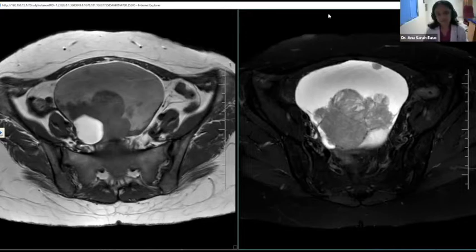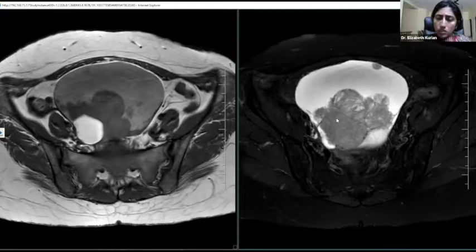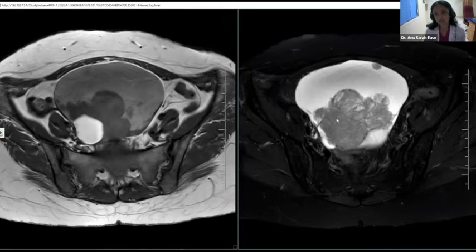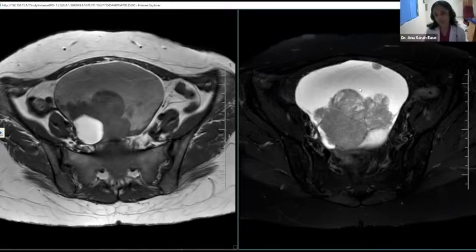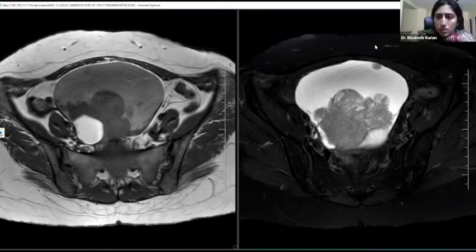Yes, as you said, that will be our first differential, an immature teratoma, because in a mature cystic teratoma you won't see so many solid enhancing areas. Sometimes the Rokitansky nodule can enhance mildly, but large nodular enhancement or papillary projections are not seen in a mature cystic teratoma. So this is an O-RADS 5 lesion. We'll move on to the discussion.